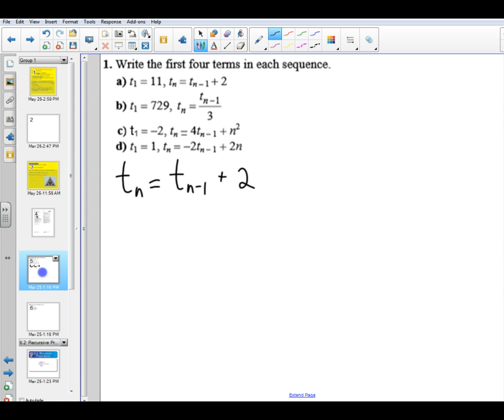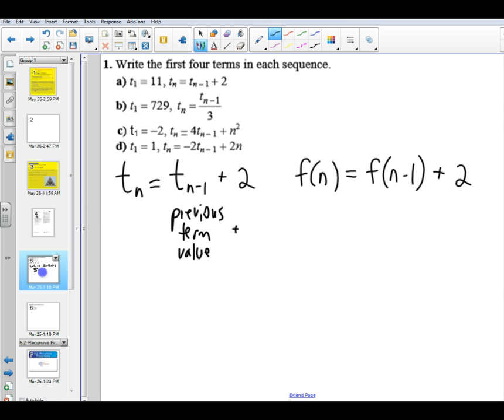Okay? So it's a little bit different at first glance when we're looking at recursive procedures, but we have seen this before. Another way to write this in function notation would be to say that the function value at term number n would be equal to the function value for term n subtract 1, and then we'd be adding 2 to that. Okay? So it still requires us to take the previous term and add 2. So previous term value plus 2 equals next term. That would be a way to interpret that.